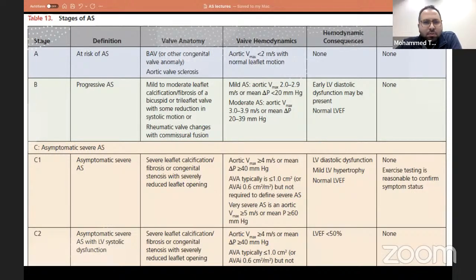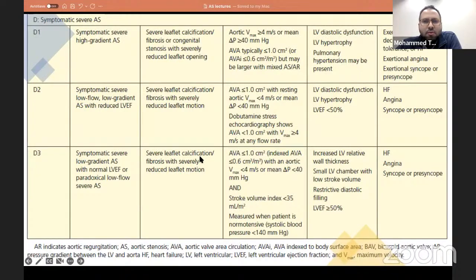C is asymptomatic severe. And D is where symptoms start. And symptoms usually do not start unless it's severe hemodynamic aortic stenosis. But then we have multiple different stages under symptomatic severe aortic stenosis. So D1 is the symptomatic severe with a high gradient, where it meets what we just mentioned: the 40 millimeter mercury mean gradient, the 4 meters per second peak velocity, the area less than 1 centimeter square.